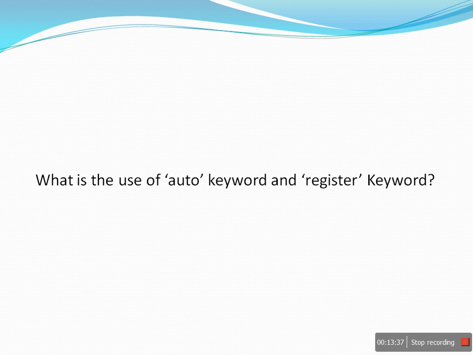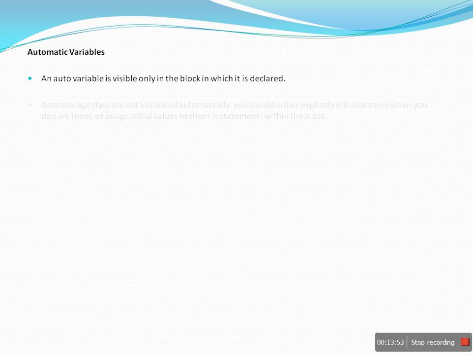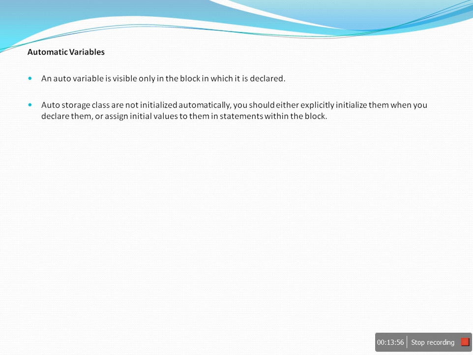Fine. Now, what is the use of the auto keyword and register keyword? So an automatic variable is known as auto. An auto variable is visible only in the block in which it is declared. Auto storage class variables are not initialized automatically. You should either explicitly initialize them when you declare them or assign initial values to them in statements within the block. The values of uninitialized auto variables are undefined.